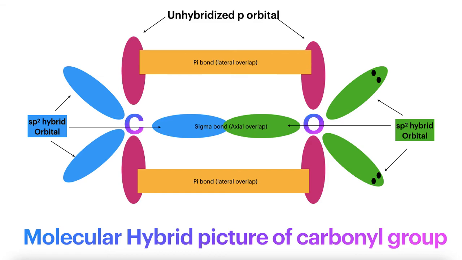The sp2 hybrid orbitals have planar trigonal geometry. That's why all the atoms attached to the carbon and the carbon-oxygen sigma bond are in a single plane. It has a bond angle of 120 degrees.